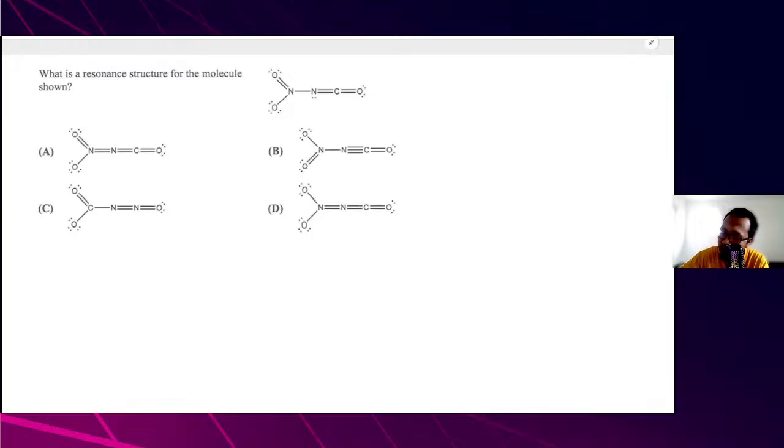So we have a structure like N, and then O, O, N, C, O, O, right? All right, so now focus on oxygen. Okay, focus on oxygen here.